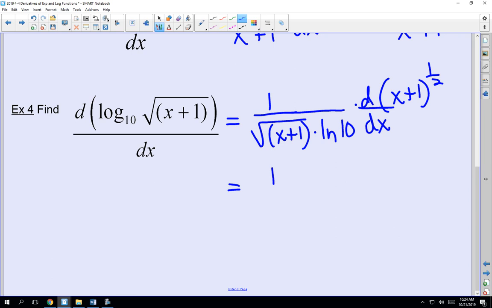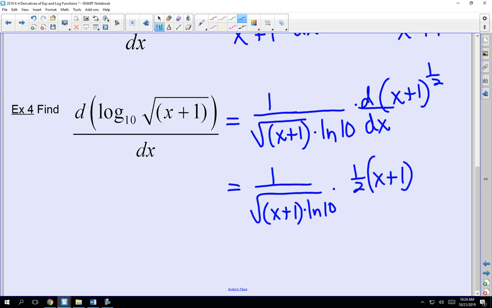So we've got 1 over square root of x plus 1, ln of 10, times 1/2, x plus 1 to the negative 1/2. And this one actually simplifies pretty nicely. Let me show you here. You can move this thing right here. I'm going to get rid of this. The ln of 10 is not underneath the radical.